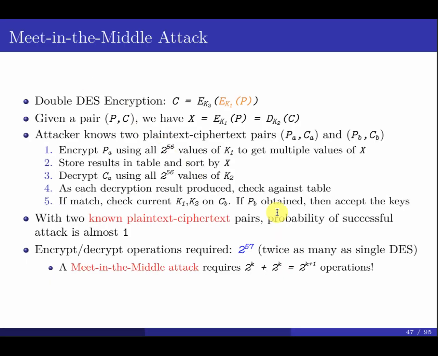And this is the meet in the middle attack explanation. That's what I summarize here. By the way, you need to have two known plaintext-ciphertext pairs. The success probability is going to be almost close to one, because you have two keys and you have another pair to prove it.